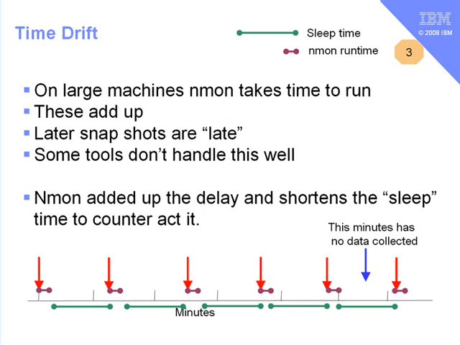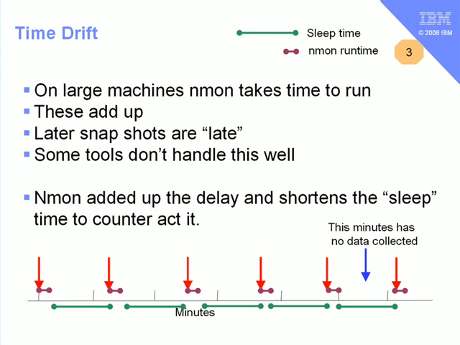Number 3 is time drift. On large machines, nmon does take a finite time to actually run. And by large, I mean either a large number of disks or a large number of processors. This is what takes up the time in nmon, and these times can add up. It means that if we ask for a snapshot once a minute, they will eventually slip down the minute when the actual snapshot takes place, and eventually you can end up with a minute that doesn't actually have an nmon capture in it because it will straddle the minute boundaries.